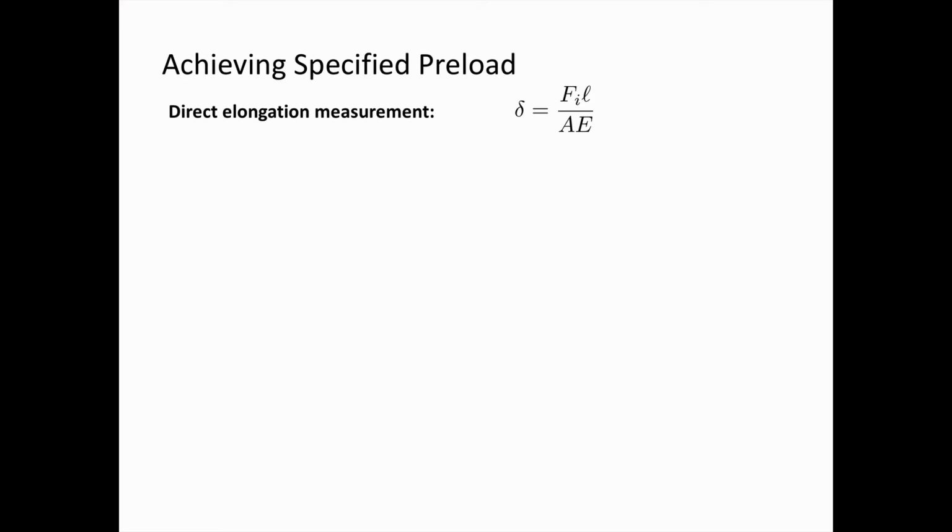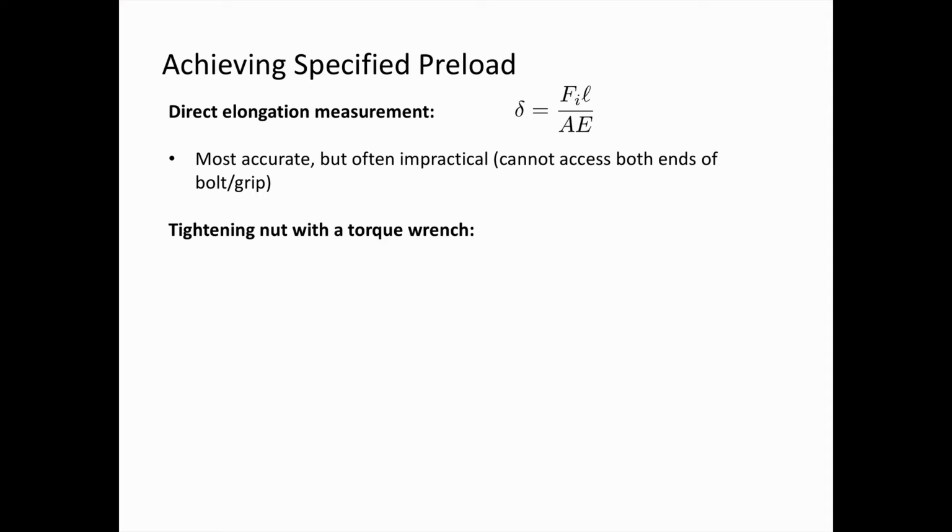One way to be very confident that we have the right preload is to measure the elongation, measure the bolt before and after tightening, and then we can calculate what the preload is if we know what the other quantities are in this equation. This is the most accurate, but it's often impractical. We may not always have access to both sides of the bolt so that we can take this elongation measurement. So what's a more practical way of achieving a specified preload? We can tighten a nut with a torque wrench.